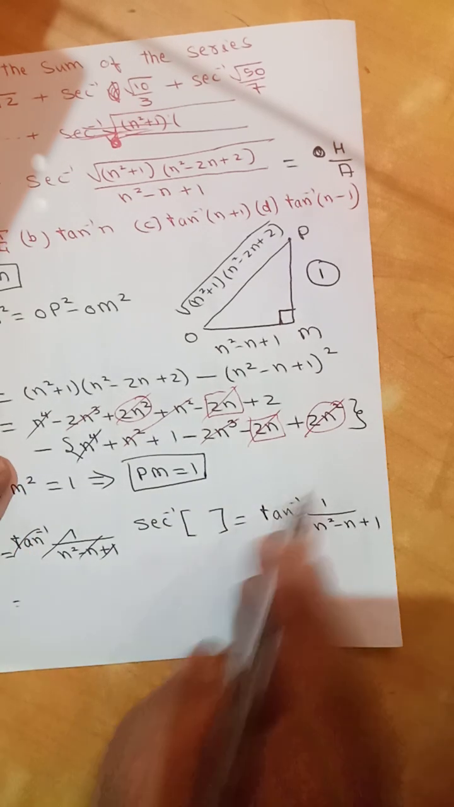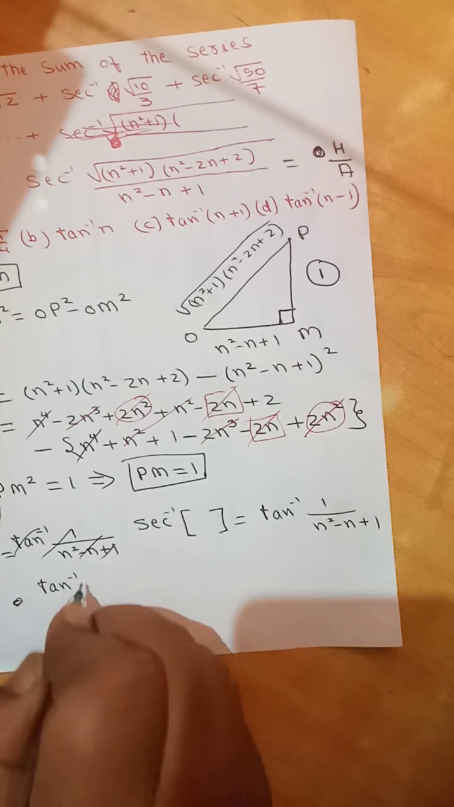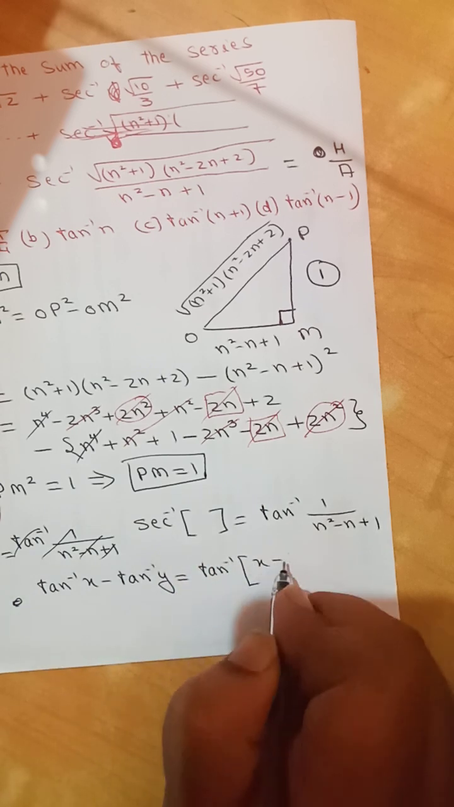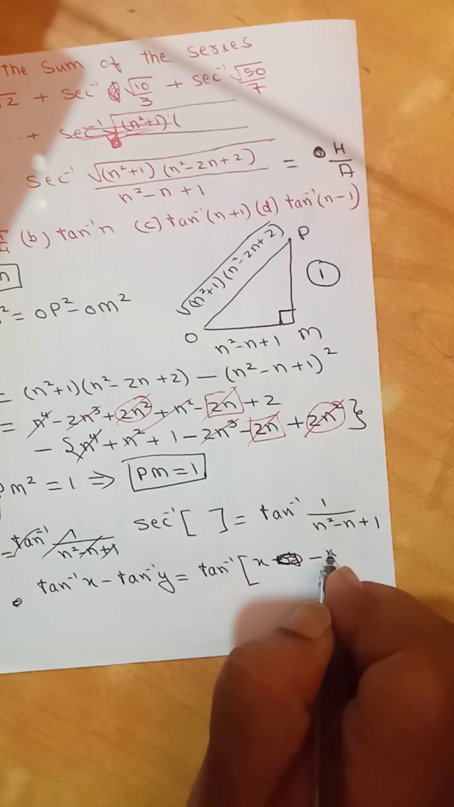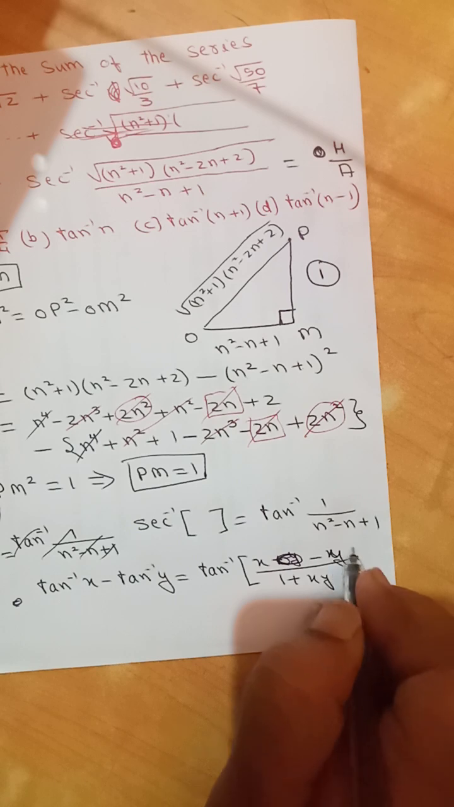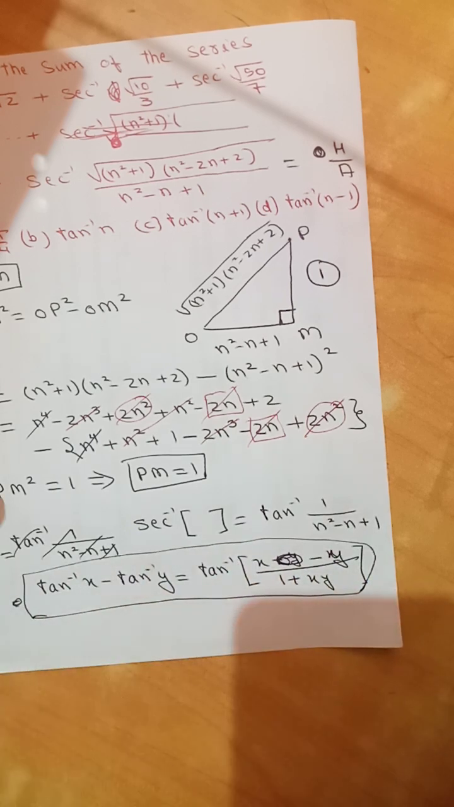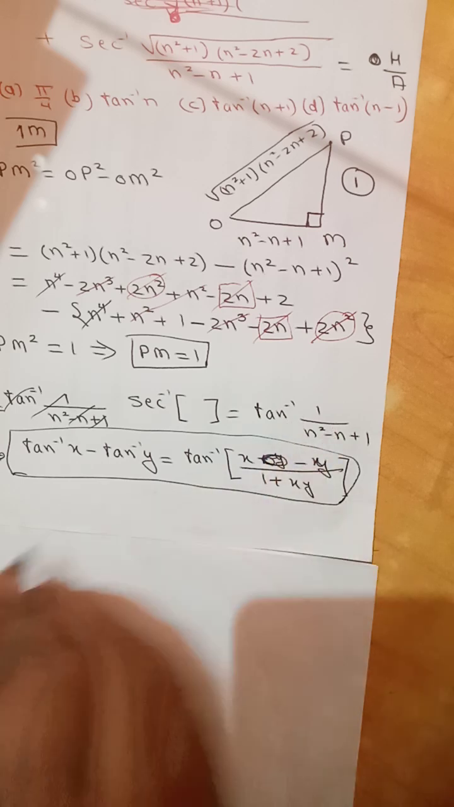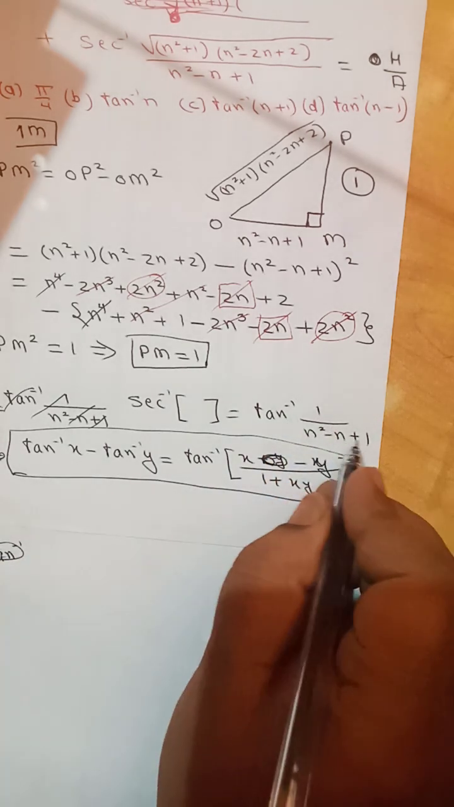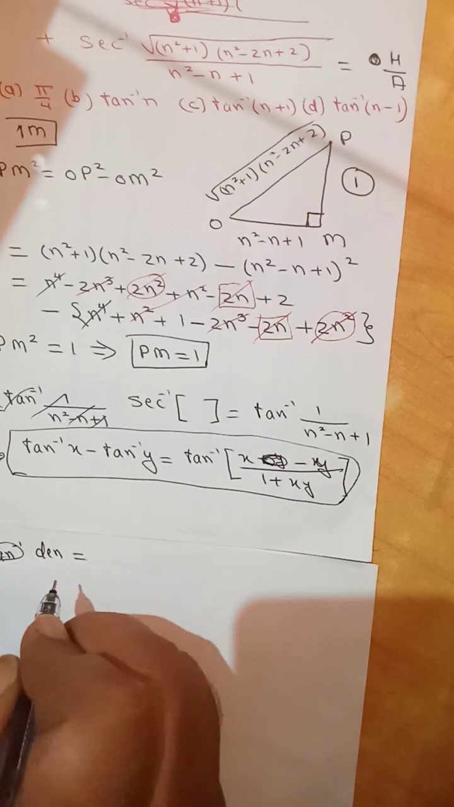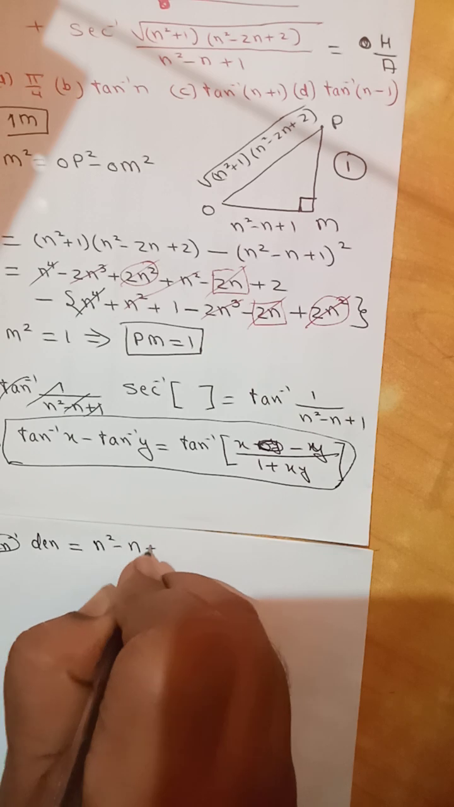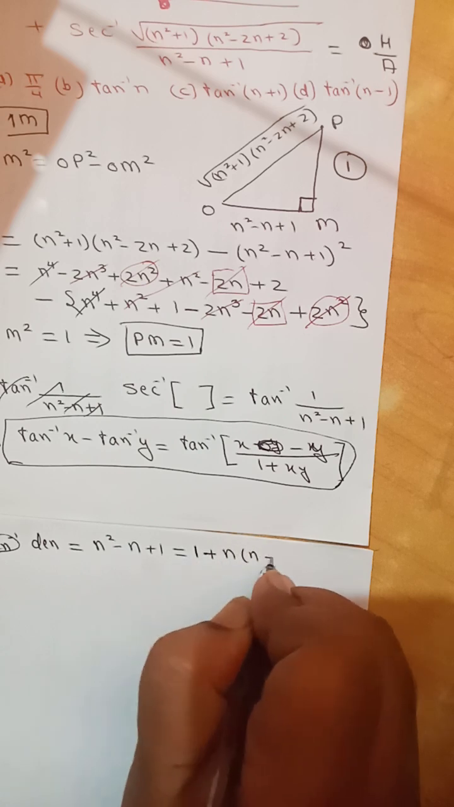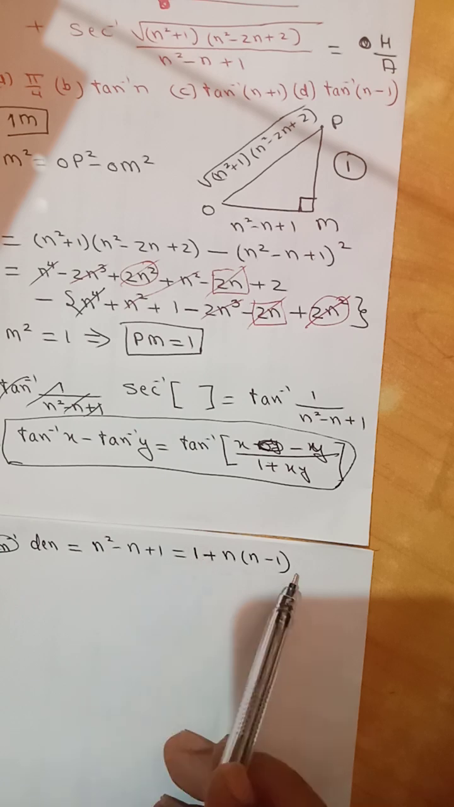Okay, see here, always remember the form: tan inverse of x minus tan inverse of y should come as tan inverse of (x minus y) by (1 plus xy). In this form it should come. Now for tan inverse of 1 by n square minus n plus 1, I will take the denominator separately. The denominator n square minus n plus 1 can be written as 1 plus, taking n common, n into (n minus 1). So the 1 plus xy form came. Now we have to adjust the numerator.